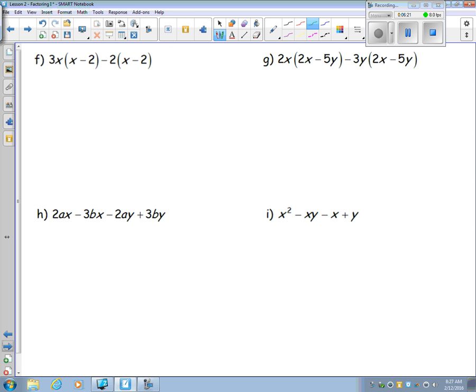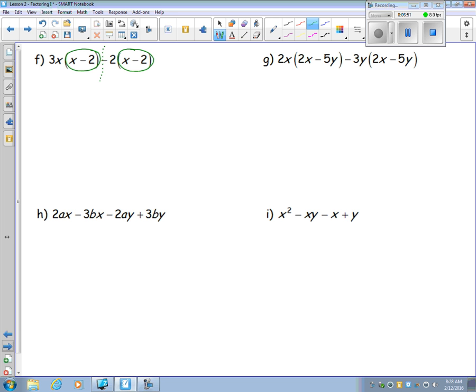Now, some other things we can do with common factoring. Take a look at the next page here. When we common factor, it doesn't have to be just a letter or a number or an exponent. It could be an expression. When I take a look at letter F here, I notice that the first half, and by half I mean we've got this dividing line down the middle here, the first half has x minus 2 in it, and the second half has x minus 2 too. That whole expression is common to both halves. I'm going to factor out that whole expression.